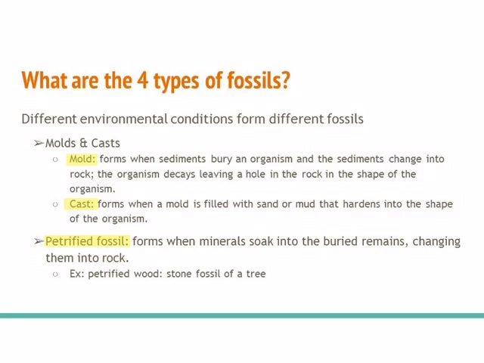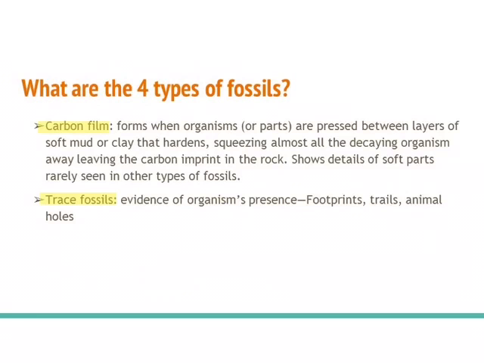A petrified fossil forms when minerals soak into the buried remains, which changes them into rock. A lot of times this is petrified wood, which means that a piece of wood has turned to stone. The third type is carbon film, which happens when organisms decay, and then all that's left of them is just an imprint of the carbon atoms that used to be part of that body. They show soft parts, which rarely can be seen in other types of fossils. And then trace fossils, which are the organism's footprints or trails, not parts of their body, but just trails that they've left behind.